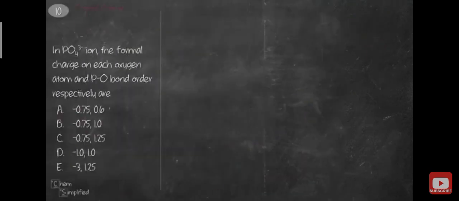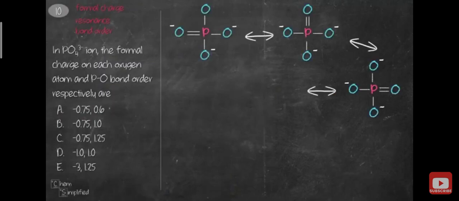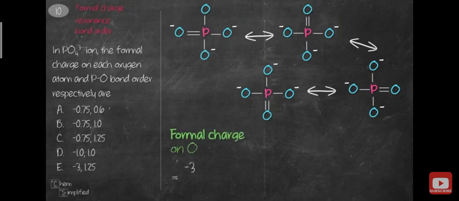This next question involves formal charge, resonance, and bond order. Start by drawing all the resonance structures for phosphate ion. And it turns out that there are 4 resonance structures altogether for phosphate ion. To calculate the formal charge on oxygen, we total up the charges on oxygen, which is -3, and then we divide it over the number of oxygen atoms in each structure. So we have 4 oxygen atoms, so we have -3 divided by 4. Therefore, the formal charge on oxygen would be -0.75.